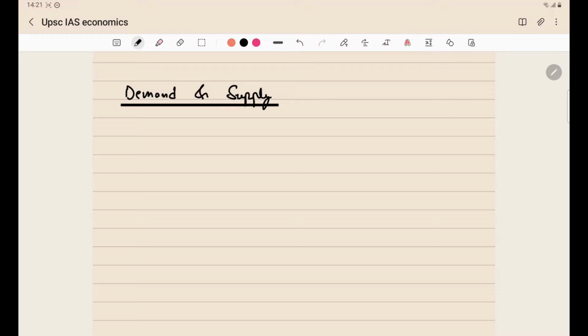Hello students. So henceforth we are starting with demand and supply. We will study what is demand, what is law of demand, what are determinants of demand, and then we'll go to supply, what is meant by supply curve, what is law of supply, what are determinants of supply, what is market equilibrium, and so on and so forth. So let us start with demand.